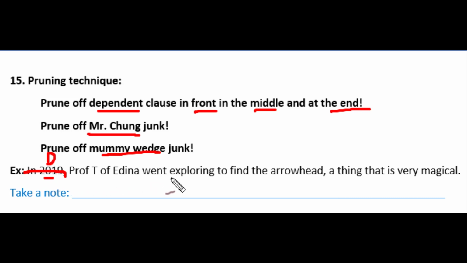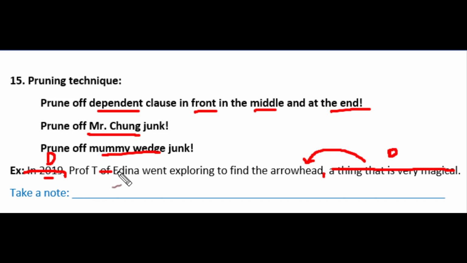Prof. Tia Vidina went exploring to find an arrowhead, a thing that is very magical. A thing that's very magical, that's a mini definition and a dependent clause of the word that sits right before that. We've seen that in abandoned boxcar. We can cross it out because it's dependent. Prune that off. All right, so when we prune off the dependent clause in the front and the back, now look at how short that sentence gets. Prof T of Edina went exploring to find the arrowhead. All right, now wait.